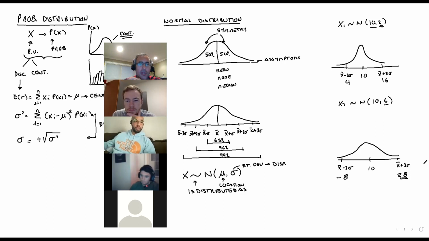Imagine, how many of you are more into the X1 versus the X2? This one gives you the possibility of making 4 to 16, and this one you can lose 8, but you can make 28. That is much more than this one here. So is everyone in X1? If these are two investment possibilities, which one do you select? This is personal, guys.